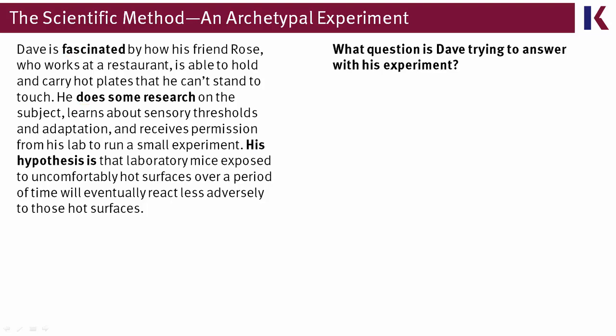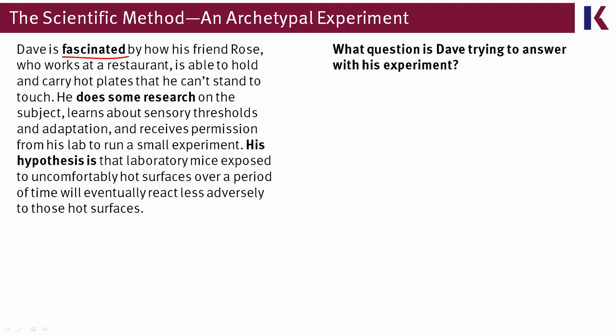So here is your first chance to analyze Dave's thought process and his experiment. Read this first paragraph and then write down on your page what question Dave is trying to answer. Write it down in your own words. This paragraph itself shows the first 3 steps of the scientific method in the guise of this particular story. We see that Dave is fascinated by something. That means he has a question.